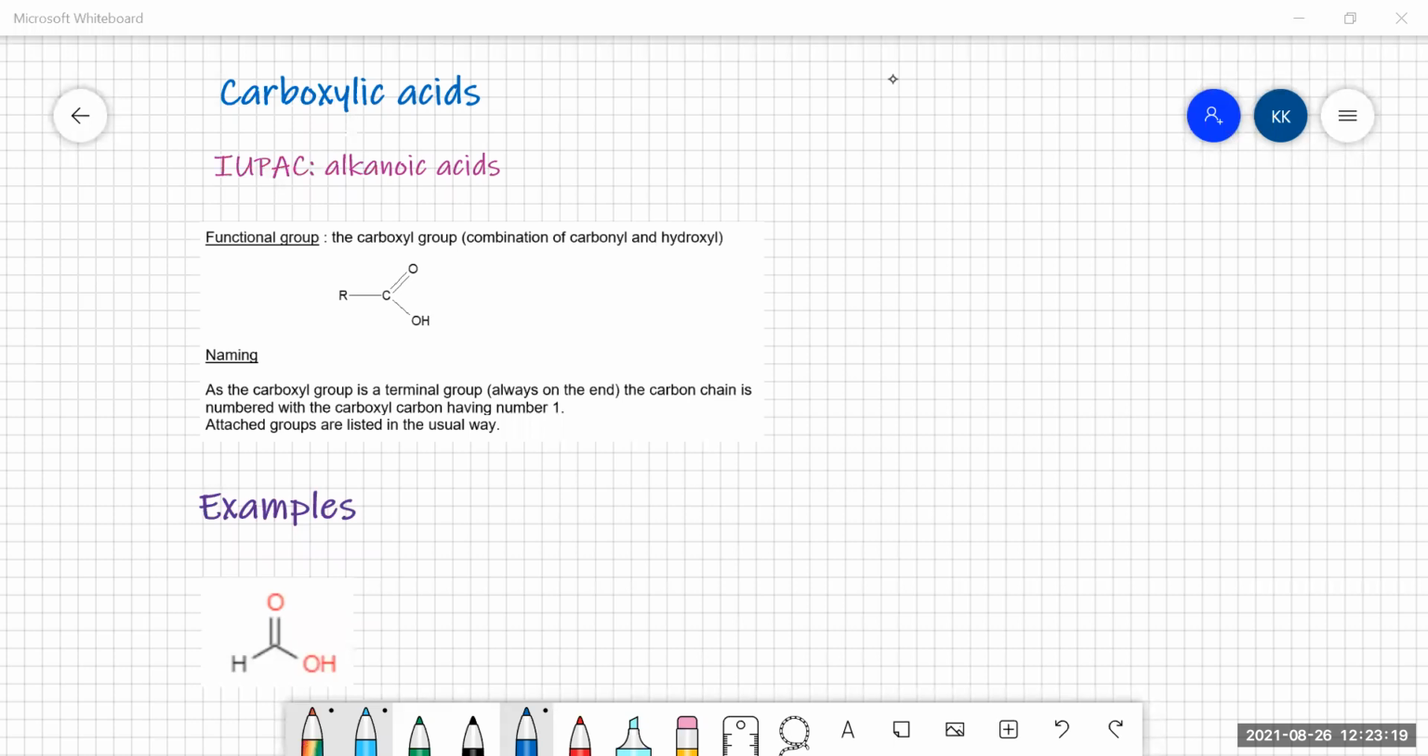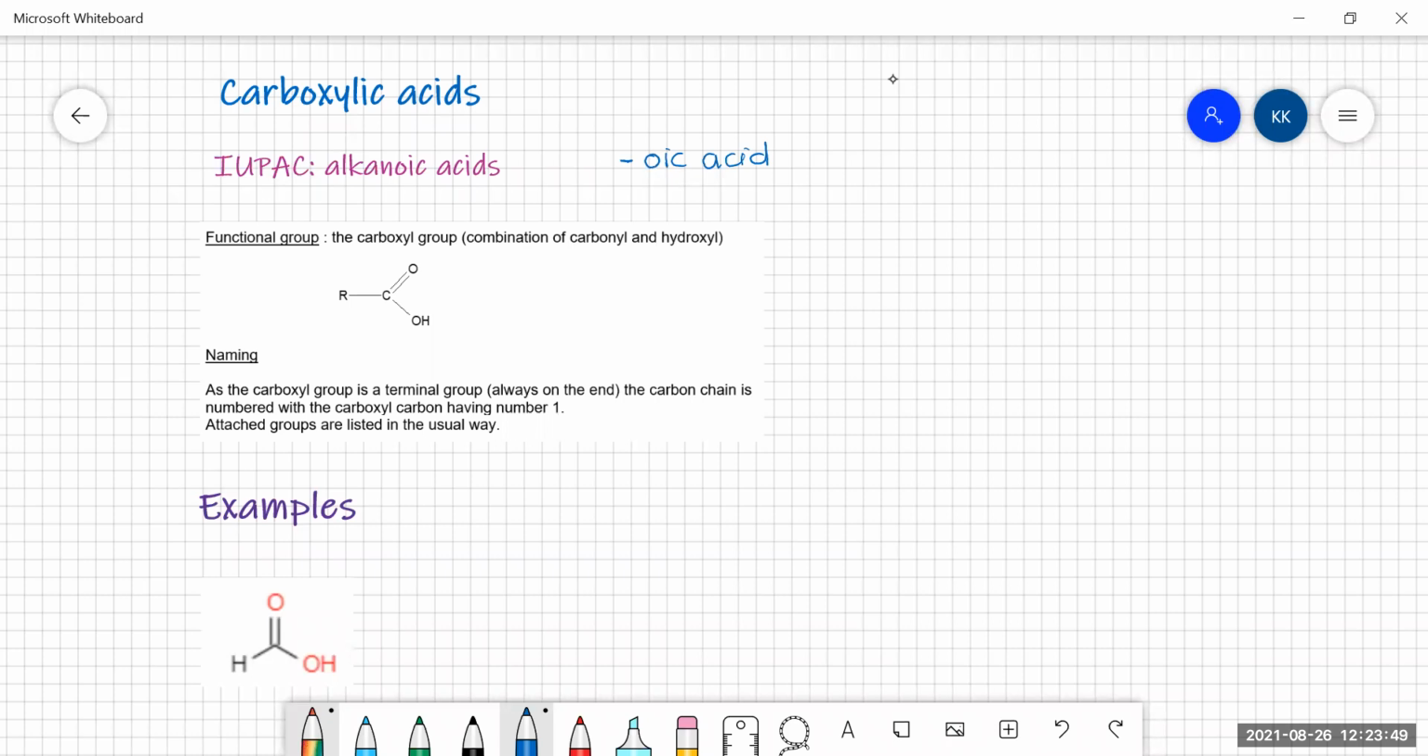Carboxylic acids are pretty easy to name because they're named in pretty much the same way that aldehydes are. The IUPAC term for carboxylic acids is alkanoic acids, and they are given the suffix of oic acid. So it's always something-anoic acid: methanoic acid, ethanoic acid, propanoic acid, etc.